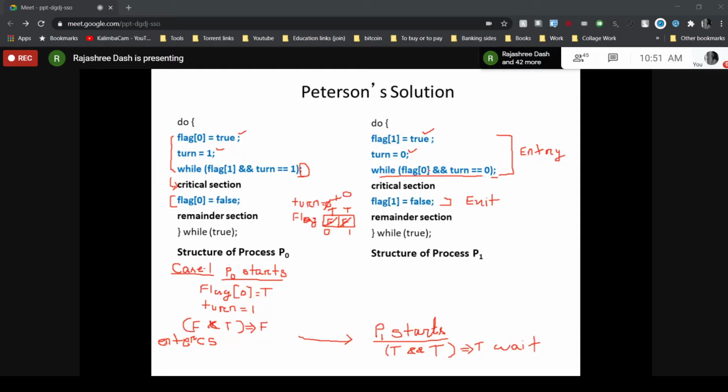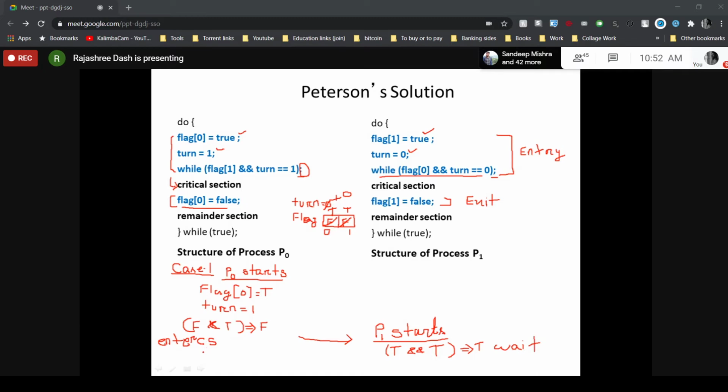Got the thing? Or any doubt? Any doubt up to this? No, ma'am. So now let P0 complete its critical section. After completing the critical section, what is the statement to be executed by process P0? Flag 0 equal to false.